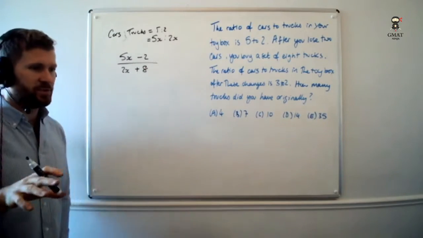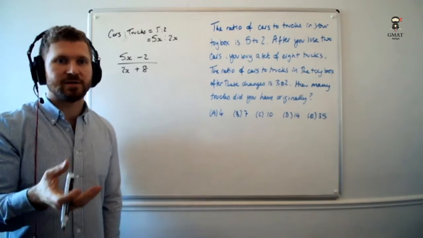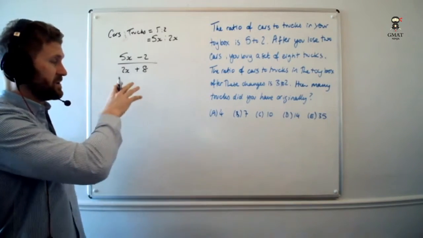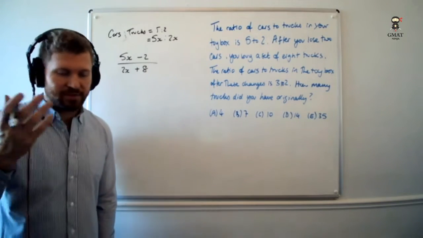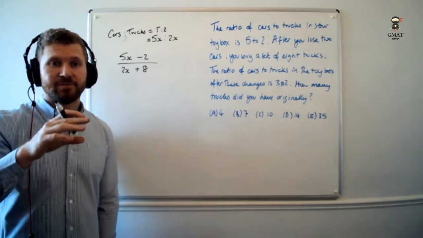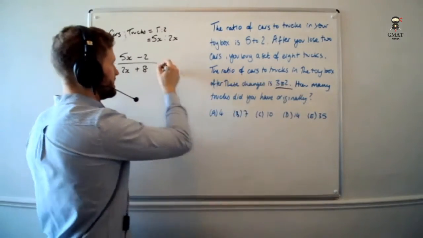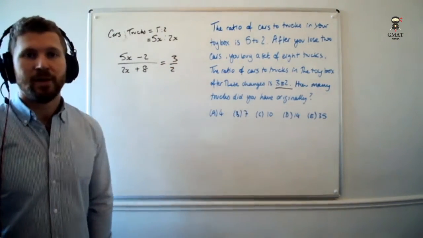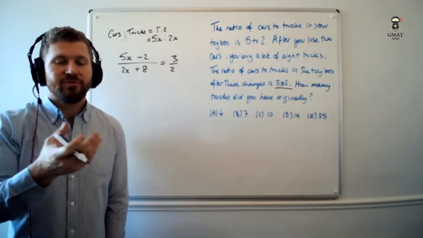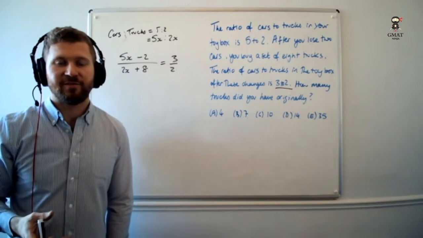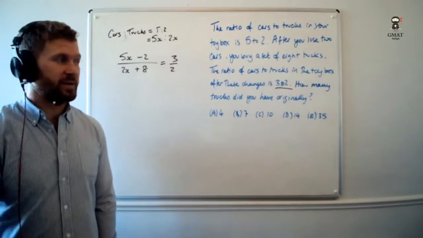Now the 5x and the 2x was the total number of cars and trucks I had at the start of the situation. I've lost 2 cars, I've bought 8 trucks, and so this is the total number of cars and trucks I've got in the toy box after the changes. Again, I don't know what the x is, but if I did, this would give me some numbers. I could cancel those numbers down, and that would equal the ratio 3 to 2 that I was given earlier. Now I've got an equation, and I've got a way into this question. And this is one of those questions that once you've got this equation, we're about 75% of the way done. All I need to do now is solve this equation and find x.